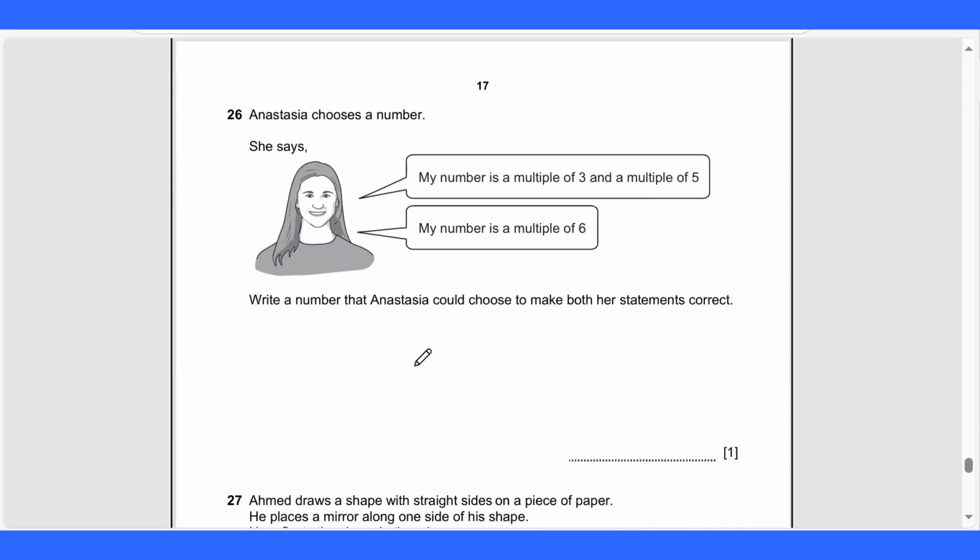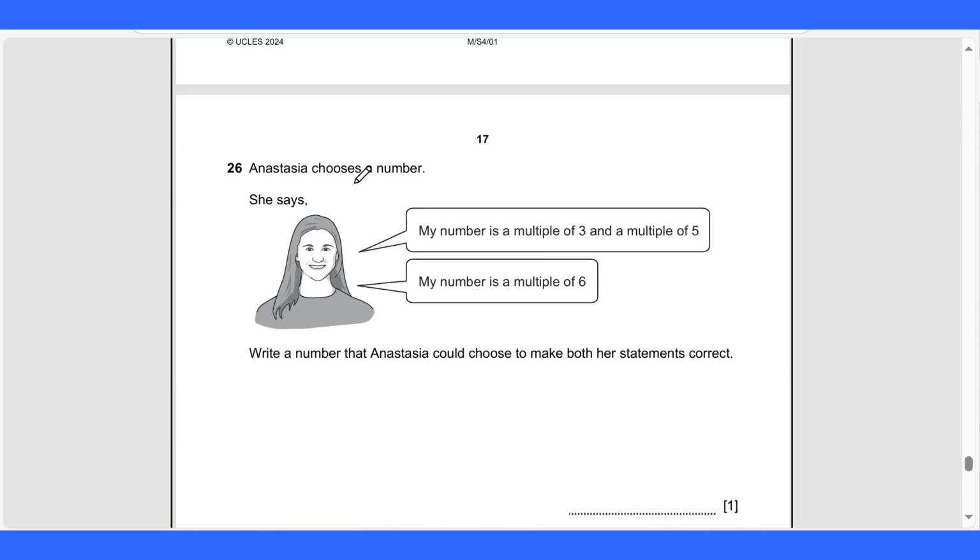Next, number 26. Anastasia chooses a number. She says, my number is a multiple of 3 and a multiple of 5. My number is a multiple of 6. Write a number that Anastasia could choose to make both her statements correct. 10 seconds. Okay, the first number, multiple of 3 and 5. Have you got your answer? If not, you may pause this video.